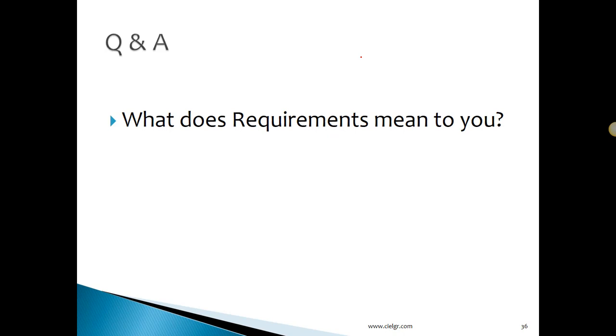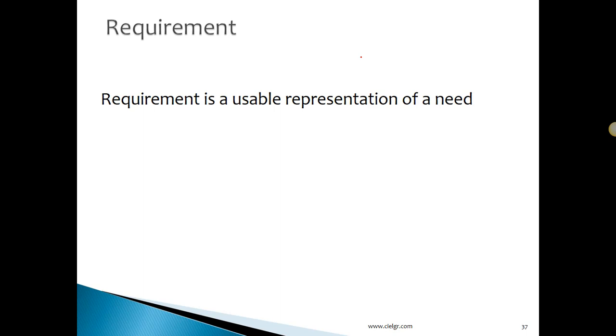Another keyword we shall take a look at is what we now refer to as requirement. When we talk about requirements, the IIBA defines requirement as a usable representation of a need. Usable representation of a need. So this is basically how the requirement is defined within the BABOK guide. So requirement focuses on understanding what kind of value could be delivered if a requirement is fulfilled.